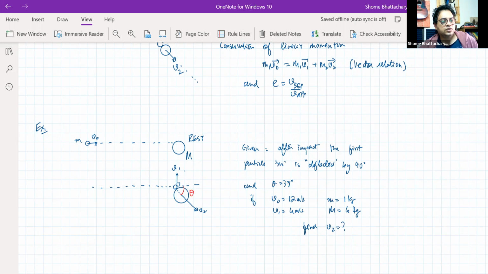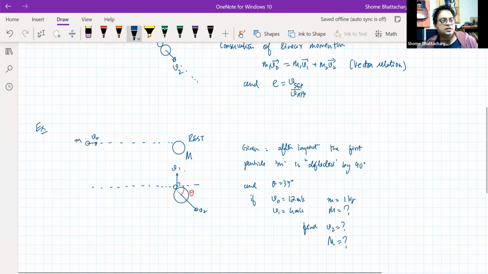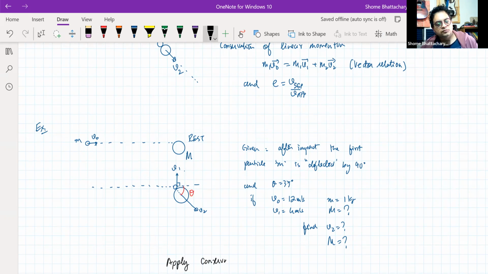Ultimately, in fact, there's too much information given in this question. So let's say capital M is also unknown. So we have to find v2 and we have to find capital M. So two unknowns. How we will solve for these two unknowns is we will apply conservation of linear momentum, which will result in two equations because there are two components.